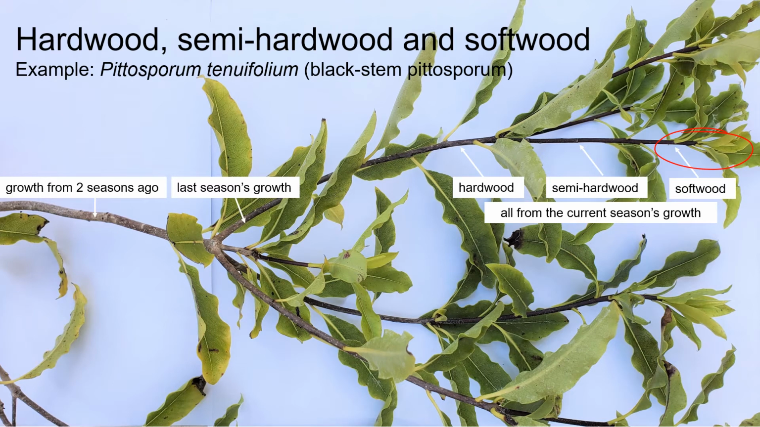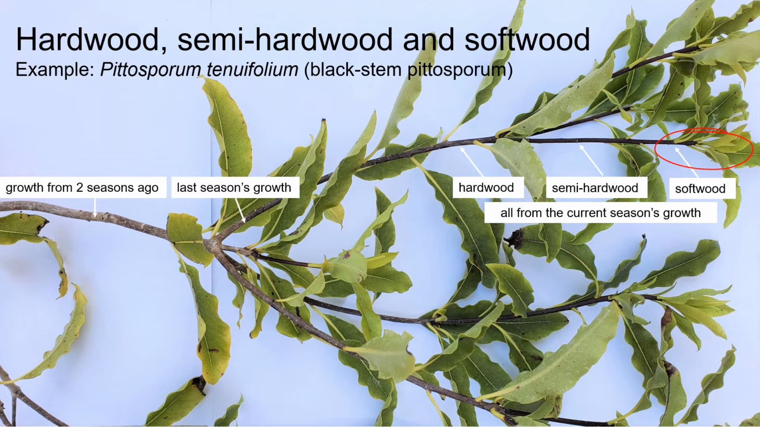Hardwood growth is also from the current season's growth, but the stem has bark and is much less pliable than semi-hardwood growth. Note that hardwood, when it refers to a type of cutting, doesn't refer to the much older, very woody growth that's 2 years old or more.